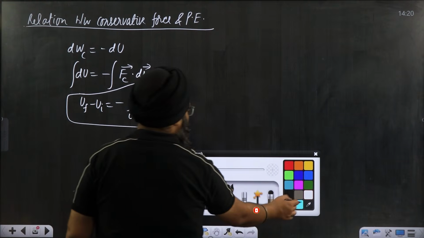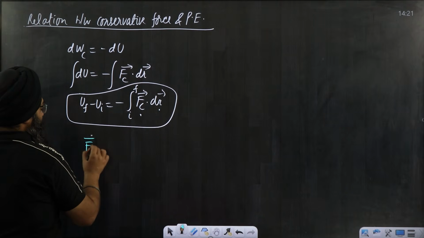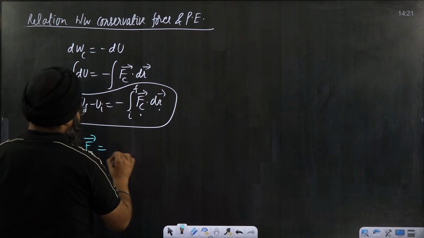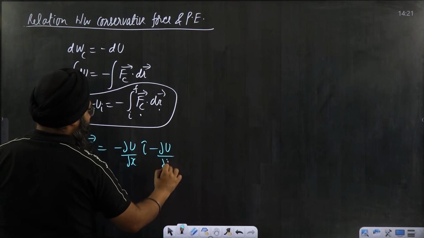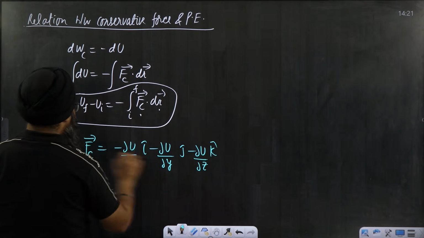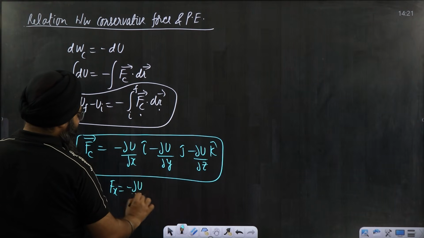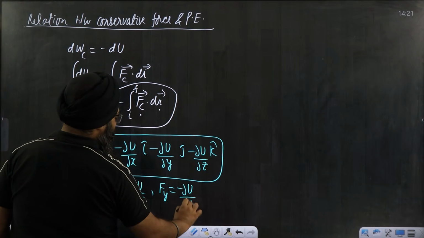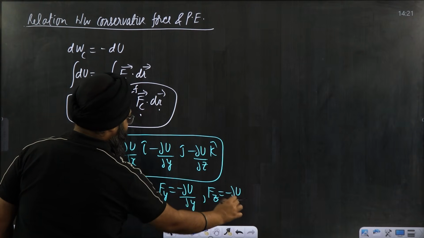And suppose you want to do the reverse thing, you want to write conservative force in terms of potential energy. So how will you write it? Conservative force can be written as minus of del U by del x i cap, minus of del U by del y j cap, and minus of del U by del z k cap. So the x component of the conservative force will be minus of del U by del x. Del means partial differentiation. The y component will be minus of del U by del y, and the z component will be minus of del U by del z.